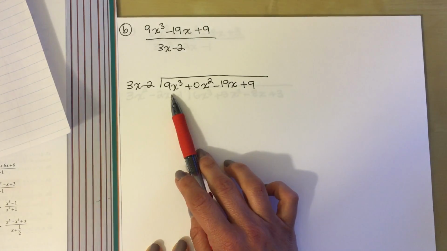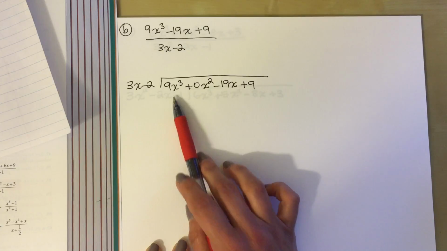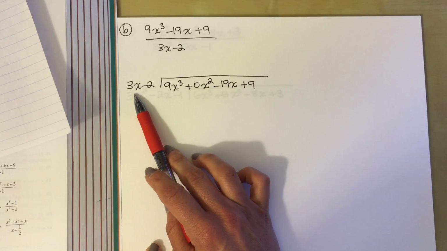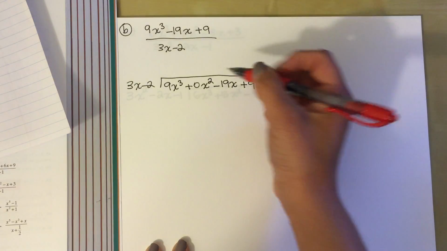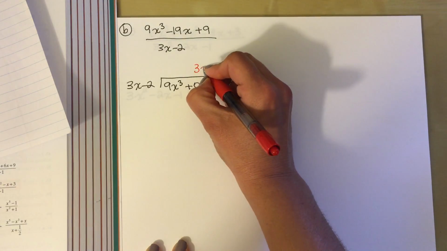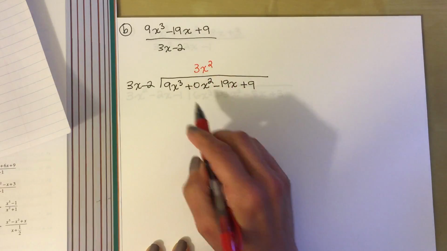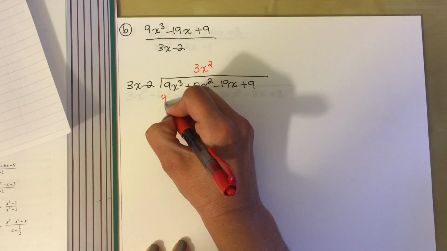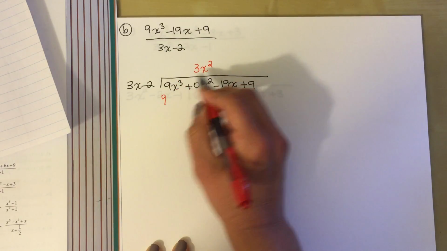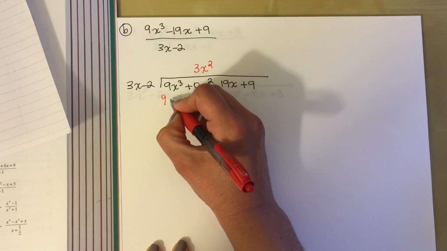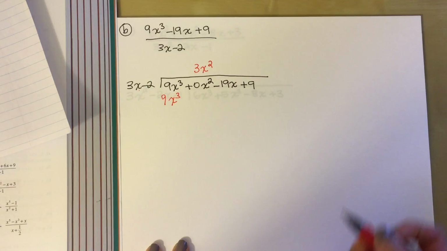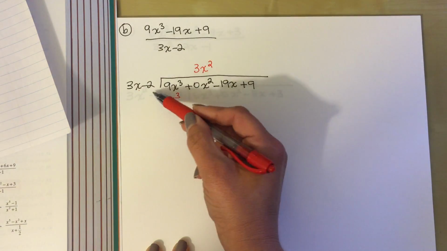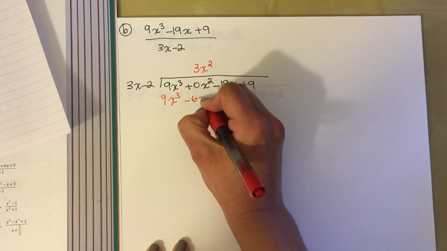So we have to get 9x to the third. 3x times what gives me 9x to the third? That's going to be 3x squared. 3 times 3, 9. And then x squared times x is going to be x to the third because we add our exponents. 3x squared times 2 is negative 6x squared.